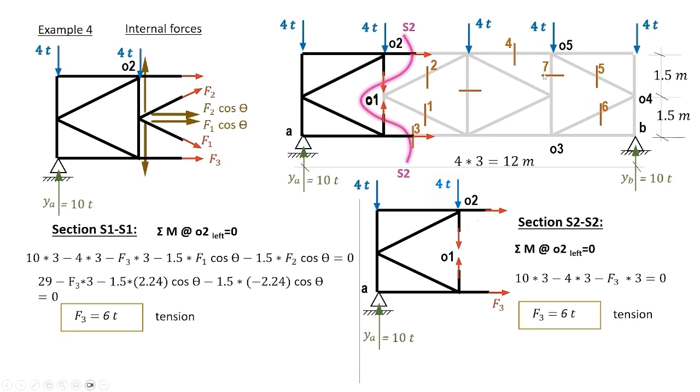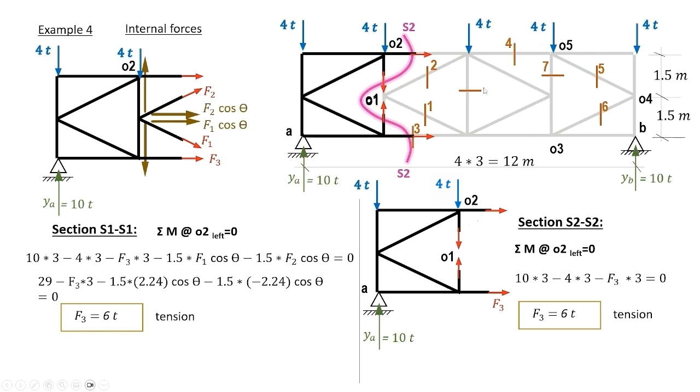Member 7 can be computed from joint O5 and sigma forces in the y direction equals 0. Now we already computed force 5 and we can compute force 7. Member 4 really represents member 3 and can have this snaky section passing by 4 and 7, and considering sigma moments about O3 equals 0, it will give simply the force in member 4.